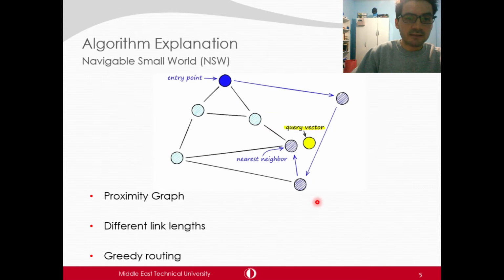The other method is navigable small world. This method is also proximity graph based. Its main idea is using links of different lengths. The main purpose is starting to search with long links, so you are starting to search in a sparse way and getting the distance covered faster. And as you get closer to a local minimum, links are getting shorter, so you are making a more accurate, denser search there. This algorithm uses greedy routing, which traverses to the node which has the smallest distance to your query value.